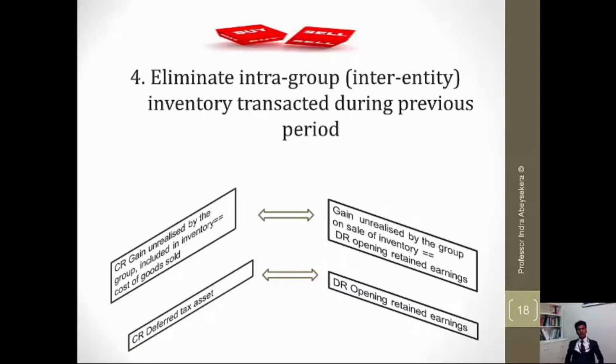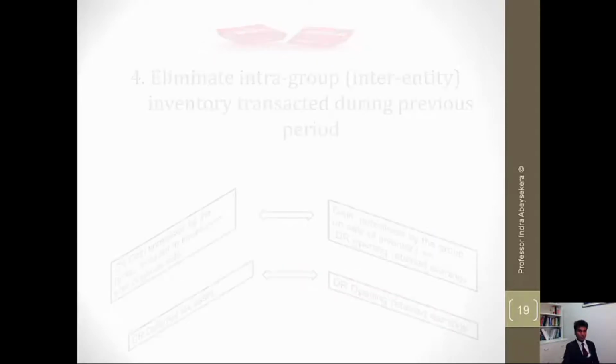I'm Professor Indra Abeysekera. One of the learning goals in this workshop is for us to understand how to eliminate intra-group inventory transacted during the previous period. It was transacted during the previous period. The gain was in the previous period, and then the inventory was bought in the previous period, and that inventory then became cost of goods sold in the current period.